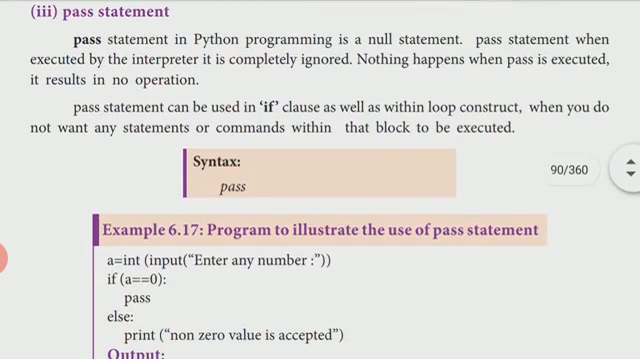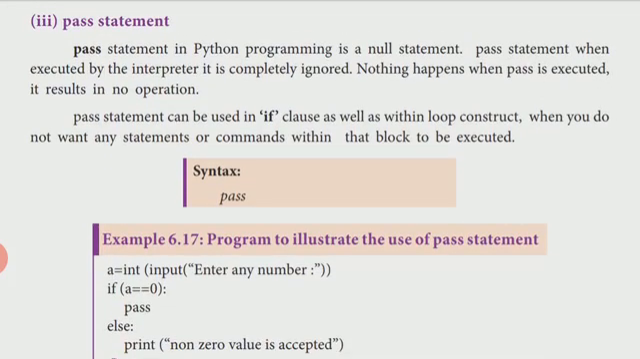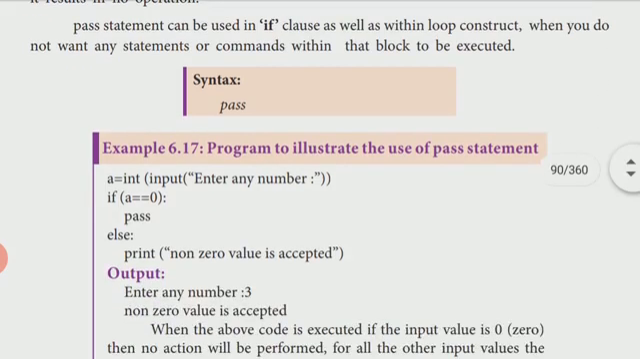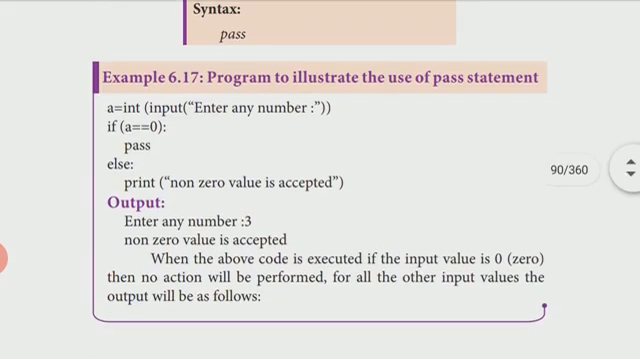The next statement is pass. The pass statement is a null statement. We are not going to give any execution statements here, we are just giving pass. If you give pass, it will execute the remaining process. For example, here a equal to integer of input, enter number. If a equal to 0, pass, else print non-zero value is accepted.